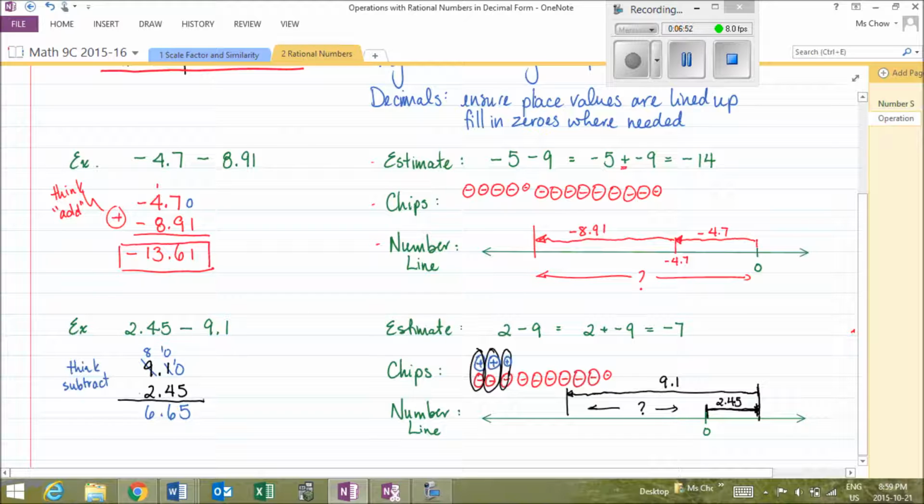And because we know we've got way more negatives, we can see that with the chips. And we can also see that we end up in the negatives here. So we know that our answer is negative 6.65. We check that with our estimate of negative 7, and that suggests that we're on the right track because we're pretty close to negative 7.